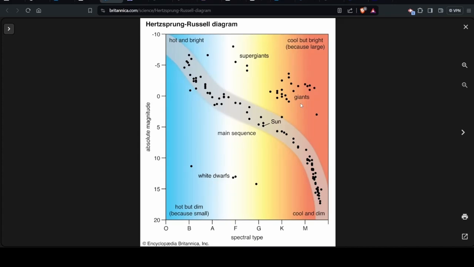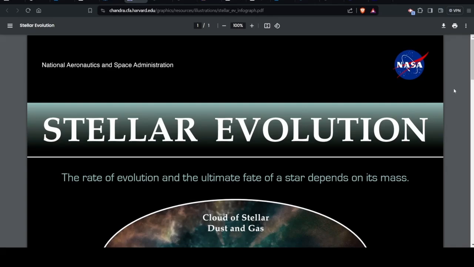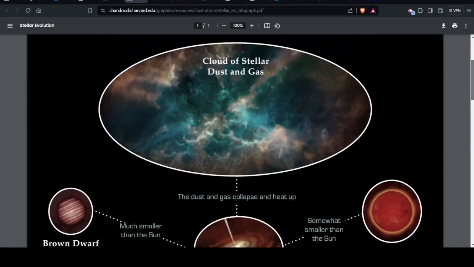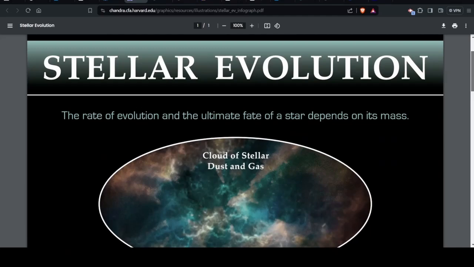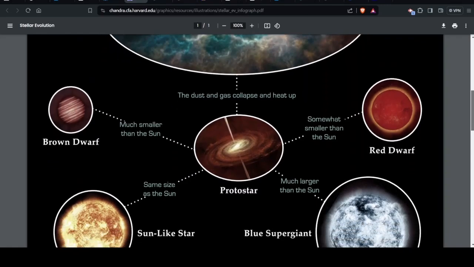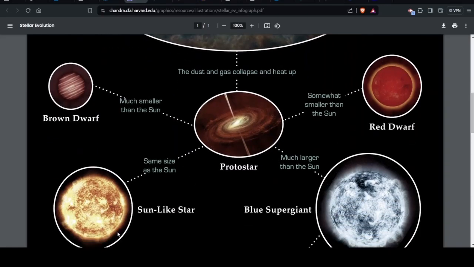Due to its mass, the sun will eventually become a red giant and then collapse into a white dwarf. And we talked about that with our stellar evolution charts. I'll kind of show that again. The stellar evolution all depends on the starting mass of the star. So we talked about this stellar evolution chart last time from the Chandra website. So you've got the same size as the sun, your sun-like star. And if your starting mass is much larger than the sun or much smaller than the sun, you've got these different paths.